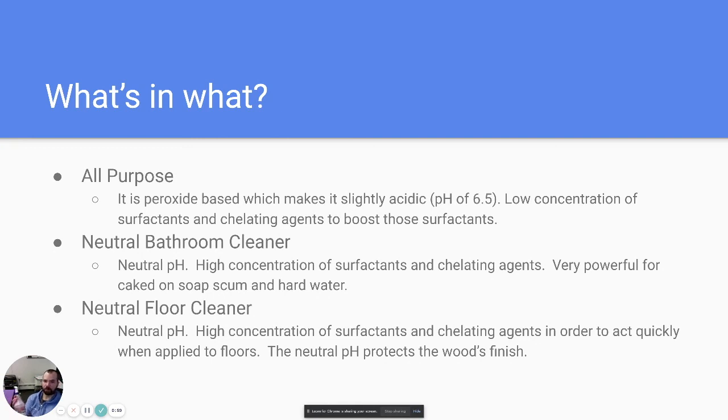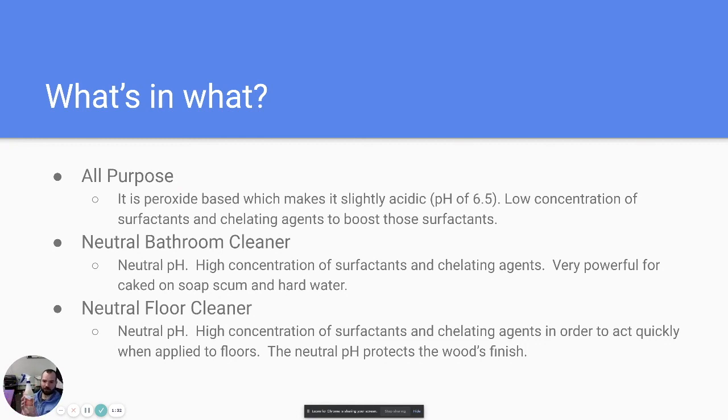Next up is our neutral bathroom cleaner. It's right in the name, neutral. It has a neutral pH. It has a really high concentration of surfactants and a really high concentration of chelating agents. Very good for caked on soap scum, hard water buildup, general heavy duty kind of scrubbing stuff. This is going to be your go-to, but being that it's neutral, it's going to be safe on all the finishes and surfaces in a client's home.